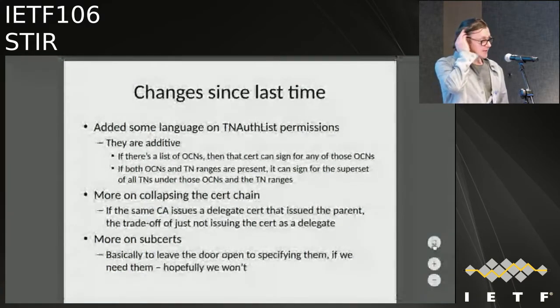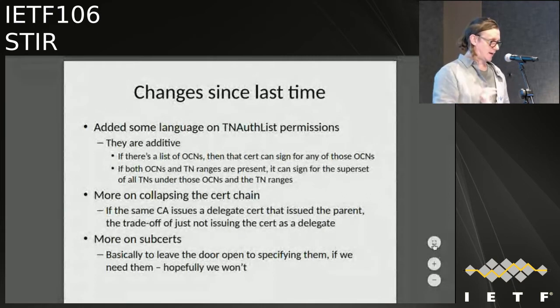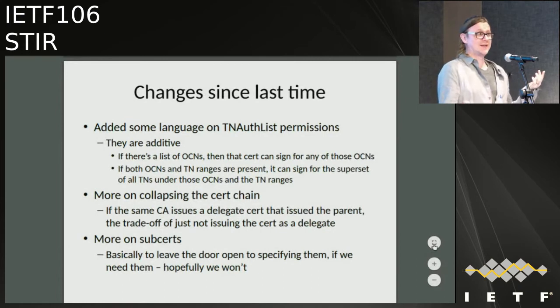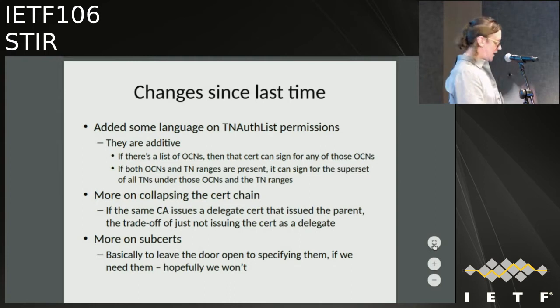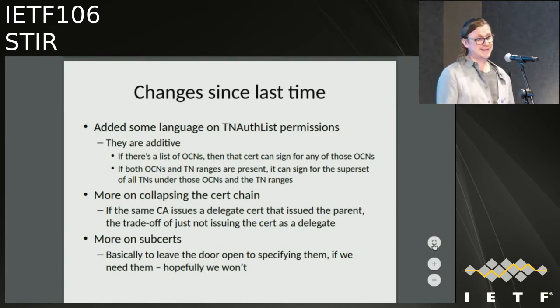All right, changes since last time, and this reflects the interim meeting that we had over that lovely teleconference two or so months ago. We talked a bit about the need to articulate better how TN list permissions worked, because this is apparently something we weren't super clear about in 8226. We're using this document as a place to make sure we explain what it's supposed to mean if you actually have OCNs and telephone numbers in a bucket in a single certificate. Based on the design from long, long ago that Russ helped out with, permissions are additive. What that means is, if a certificate contains two OCNs, it doesn't mean it's the intersection of the telephone numbers that they support that this particular certificate is authorized to sign for.